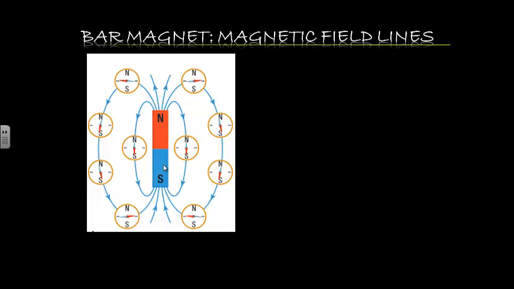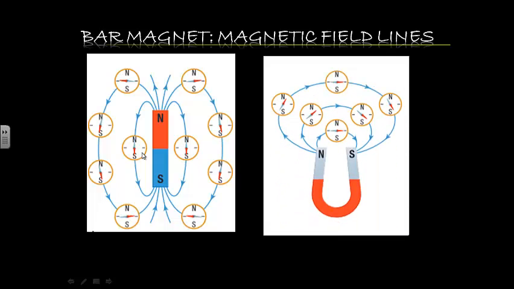Here's another depiction of it with compasses. And you can see that little red on the compass points to the magnetic south pole. Okay, so it comes out of the north and into the south. So the red on the compass, which points to a magnetic south, will follow the magnetic field lines. Similarly, in this horseshoe magnet, you can see if you put a compass there, the red would always seek the south.